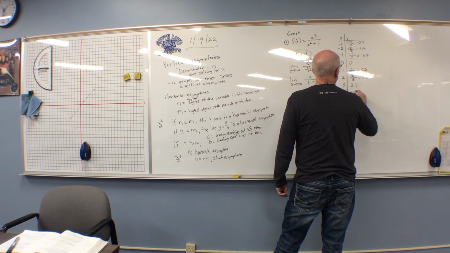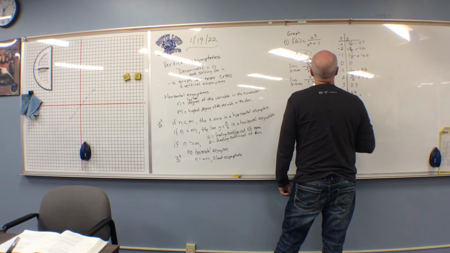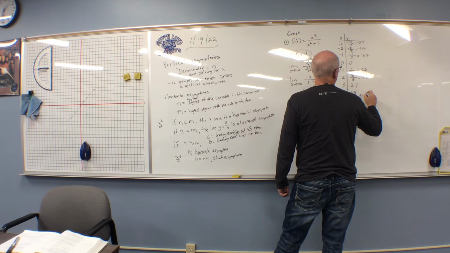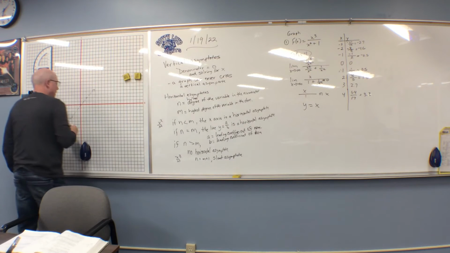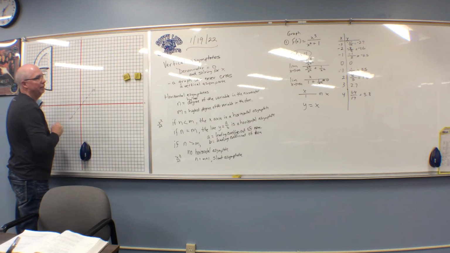4 is 64 over 16 plus 1 is 17. Would you do that as a decimal? 64 divided by 17, yeah. 3.76. It's what? 3.8. Yeah, 3.8. All right, so let's look at this. And we have the -3.8, right? So we go through 0, 0, right?